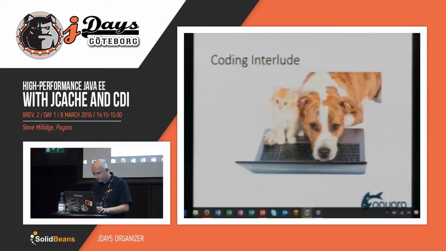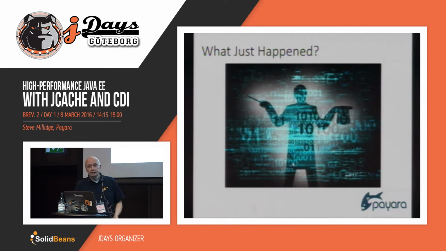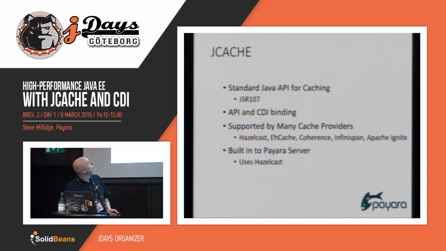So the question is, what just happened, essentially? Okay? What we did there is we've used JCache. JCache is a standard Java API for caching. It has a normal API, so you can use it through normal Java, but it also has a CDI binding. Okay, is everyone familiar with CDI? CDI is a standard dependency injection framework for Java EE. Part of it provides interceptors, so these annotations effectively wrap the method call.